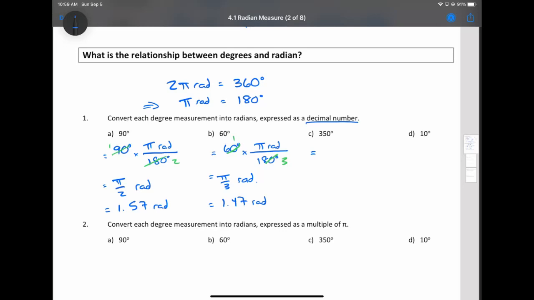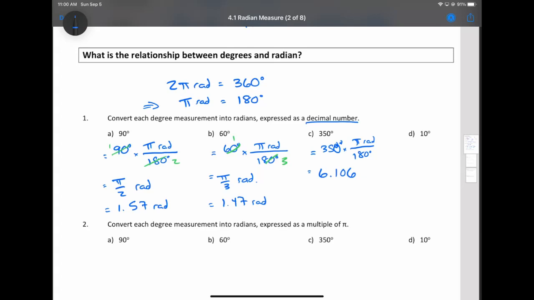So when we do this, we're going to do 350 degrees. Put degrees on the bottom, 180, pi radians on the top. This one doesn't cancel out as nicely, so I'm not going to bother trying to do it manually. I'm just going to literally punch this into my calculator. 350 times pi, 3.14, divided by 180 equals, and my answer is 6.106-ish.